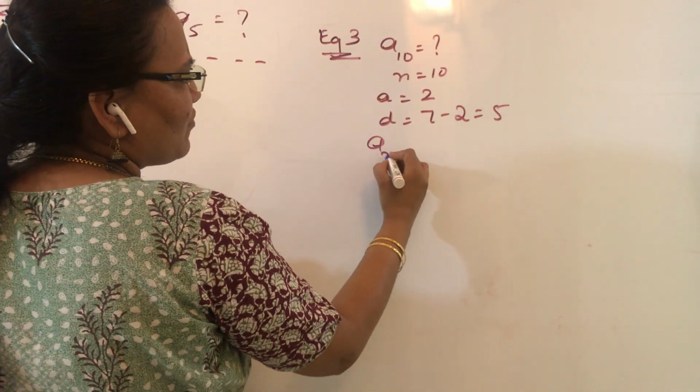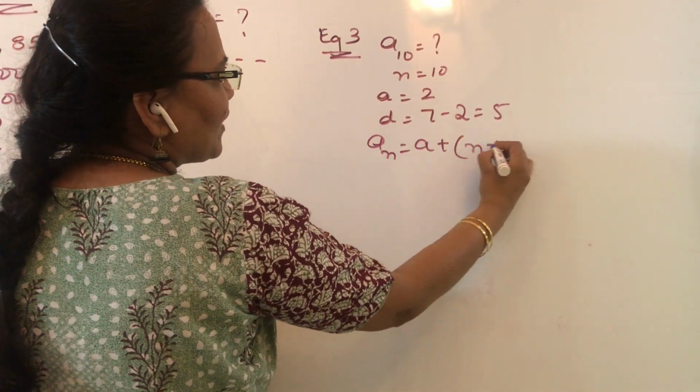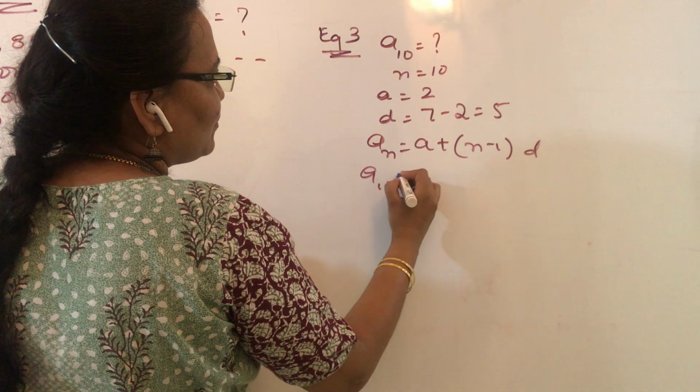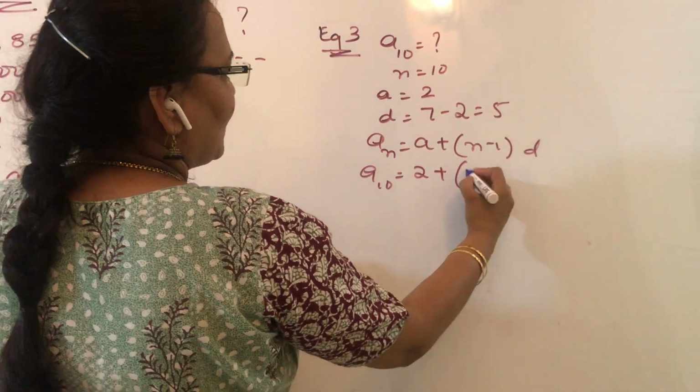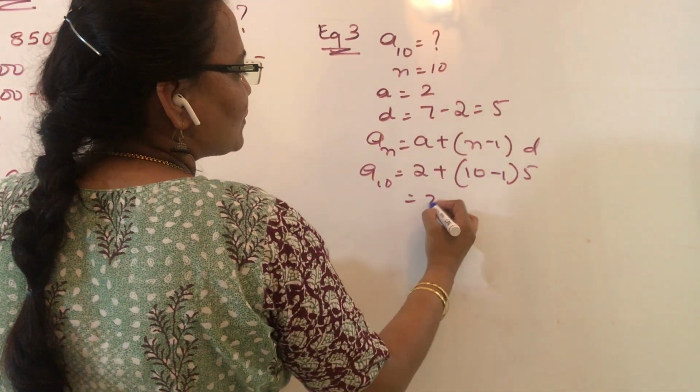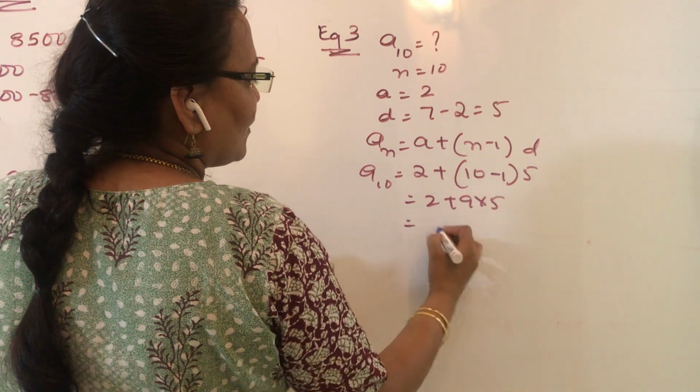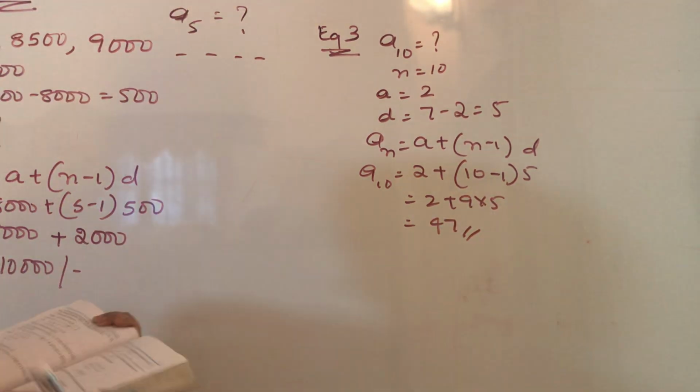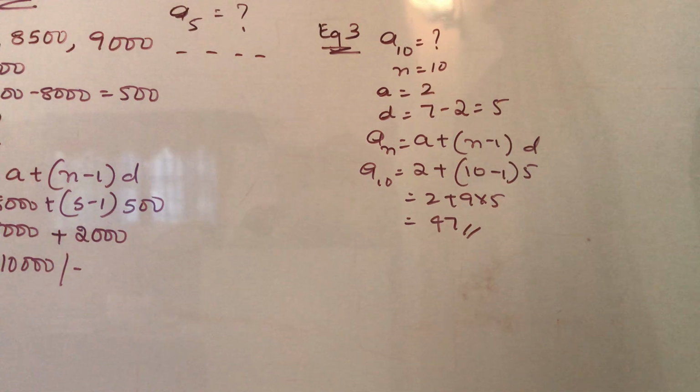So direct formula, what is the formula? A of n is equal to A plus n minus 1 into D. So A of 10 is equal to 2 plus 10 minus 1 into 5. So 2 plus 9 into 5, 47 is the answer for this.